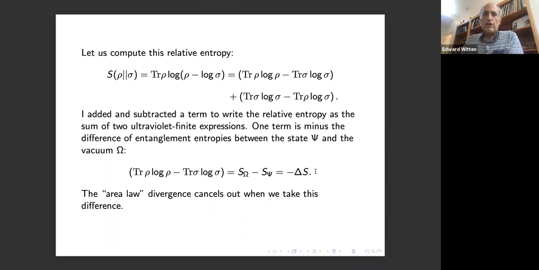So the area law divergence cancels out when we take this difference. The area law divergence comes from the short distance behavior. It's the same for all states. So although entanglement entropy is divergent, the difference of entanglement entropy between the state psi and the vacuum is finite. So this term is a finite entropy difference.